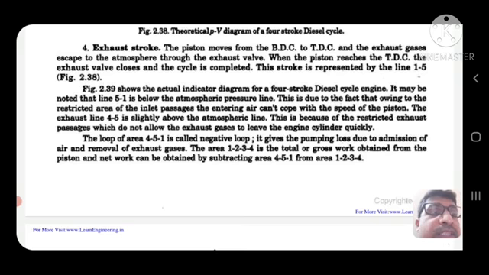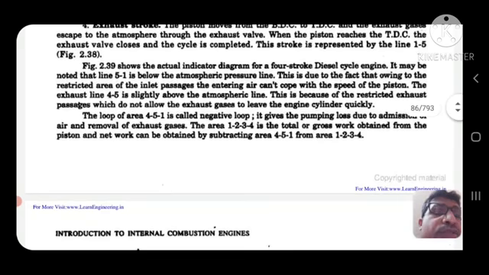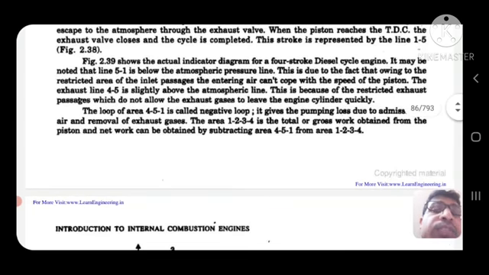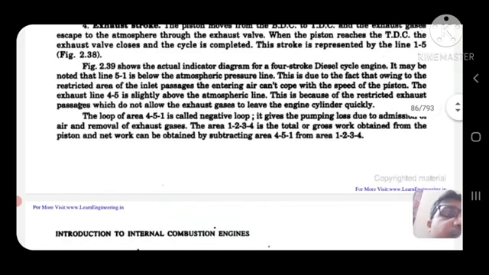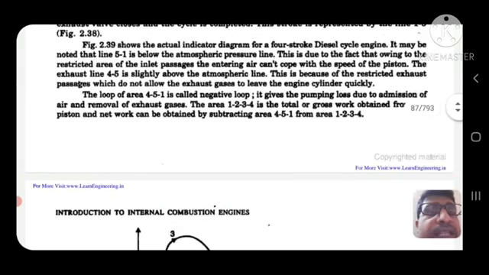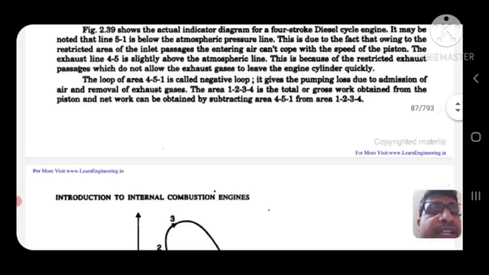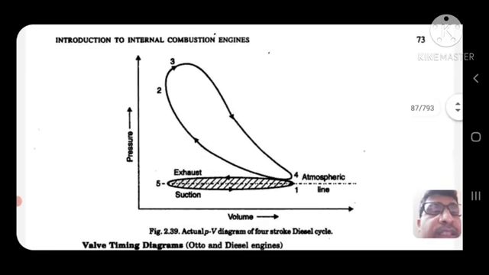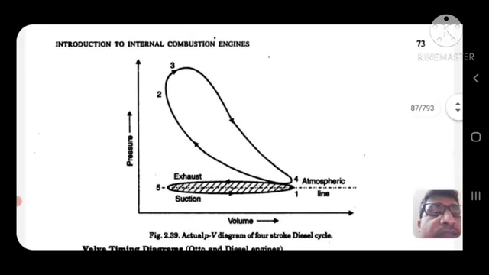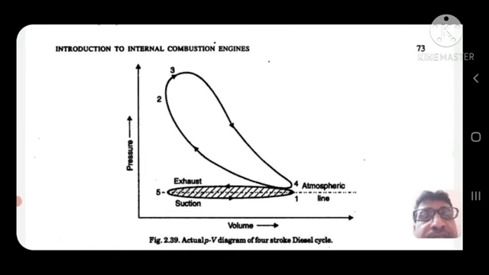The stroke is represented by the line 1-5. This shows the actual indicator diagram for a 4-stroke diesel cycle engine. It may be noted that the line 5-1 is below the atmospheric pressure line. This is due to the fact that, owing to the restricted areas of the inlet passages, the entering air cannot cope with the speed of the piston. The exhaust line 4-5 is slightly above the atmospheric line. So this is the actual PV diagram of the 4-stroke diesel engine.